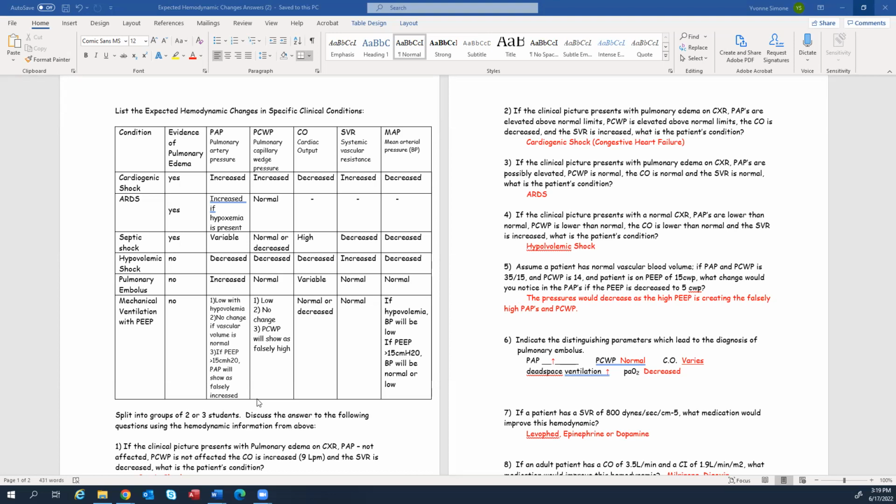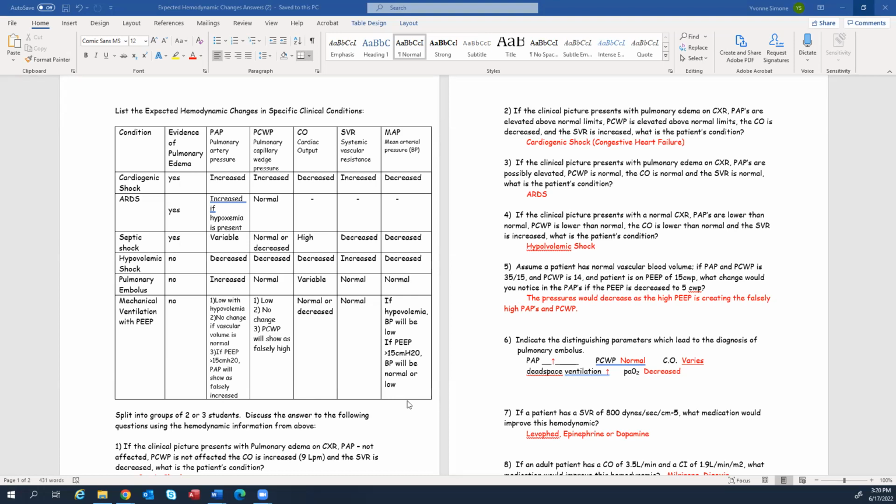You're going to have hypoxemia, and that's about it. Okay, and then the last category is mechanical ventilation with PEEP. When we put a patient on the ventilator and add PEEP to their settings, that positive pressure in the thorax can cause less blood to return to the heart. So the positive pressure kind of impedes venous return to the heart.